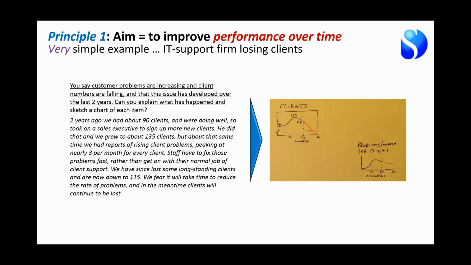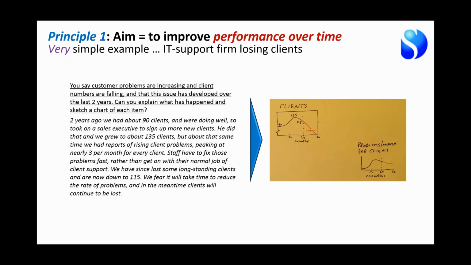So, okay, you say, Mr. CEO, that customer problems are increasing and client numbers are falling, and this has developed over the last 2 years. Can you explain what's happened and sketch a chart of each item? So he gives the pen to the CEO, and the CEO, with my friend's guidance, draws the diagrams on the board on the right-hand side.